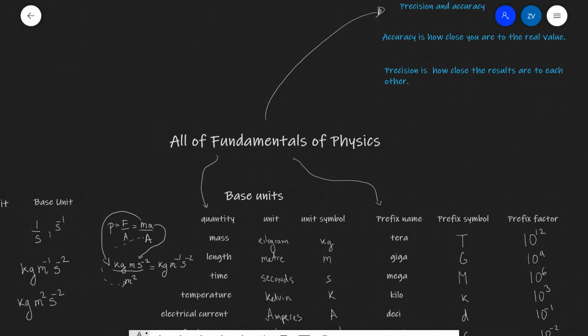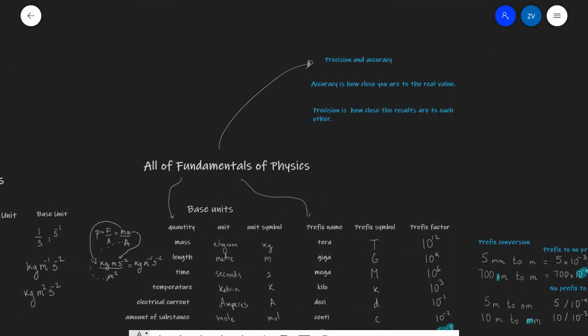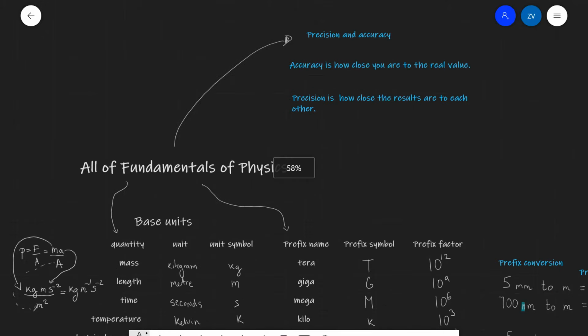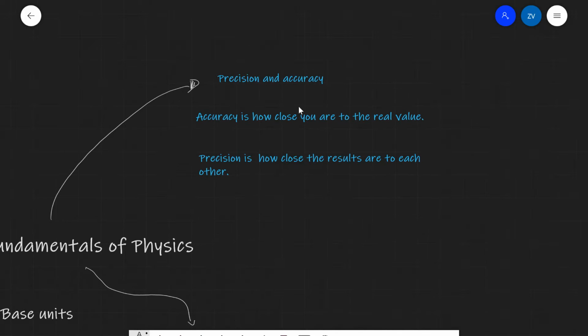Okay guys, we've actually revised quite a lot about units. Now let's have a look at some of the more experimental side of things, and precision and accuracy. Now when we make an experiment, we can have an idea of how precise and accurate our experiment is.